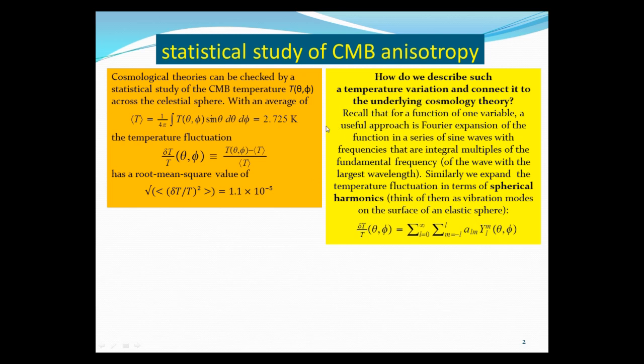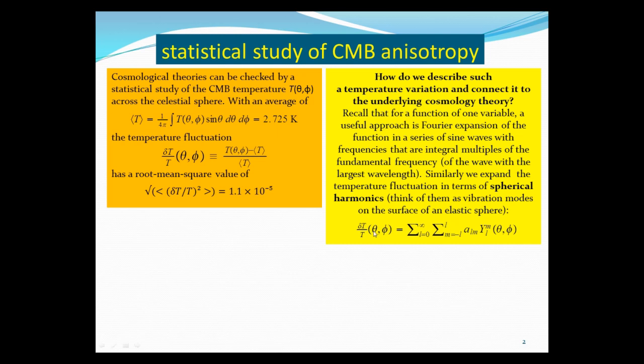I recall that for a function of one variable, a useful approach is Fourier expansion of the function in a series of sine and cosine waves with frequencies that are integral multiples of the fundamental frequency, which is the wave with large wavelength. Similarly, we can expand the temperature fluctuation in terms of spherical harmonics. You can think of it as the vibration modes on the surface of an elastic sphere.